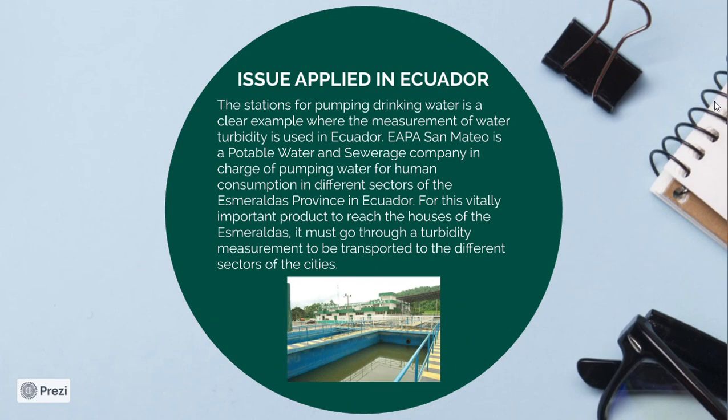Use case in Ecuador. The station for pouring drinking water is a clear example where the measuring of water turbidity is used in Ecuador. EAPA San Mateo is a potable water structure company that supplies water for human consumption in different sectors of the Esmeraldas province in Ecuador. For this vitally important product to reach the homes of Esmeraldas, it must go through a turbidity measurement to be transported to the different sectors of the city.